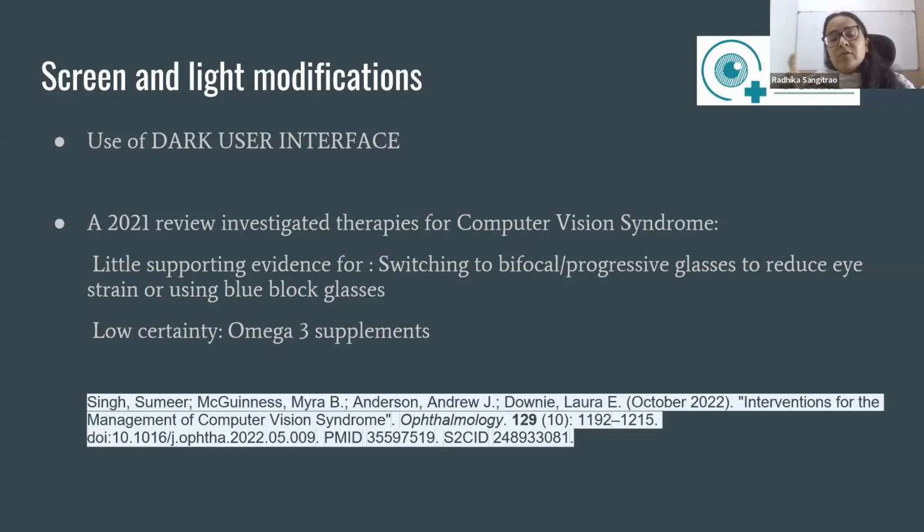Now, they've also found a low certainty of using omega-3 supplements to reduce eye strain. So omega-3 supplements are basically helping your lipid layer of the tear film being formed. So they are like lipid supplements that help formation of the oily layer on your tear film. So usually we give these for patients who specifically have these symptoms of dryness because of that gland dysfunction. It is not a blanket treatment for all.